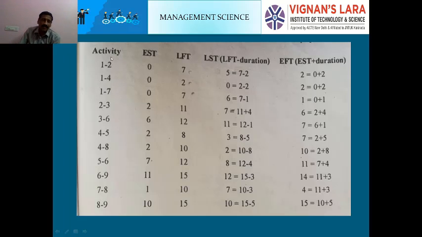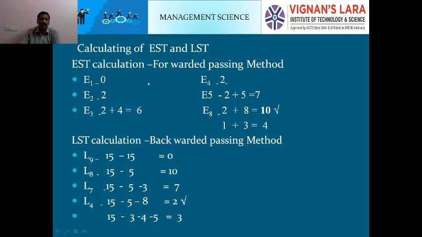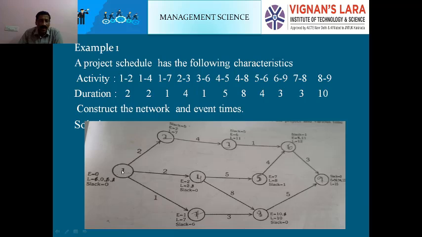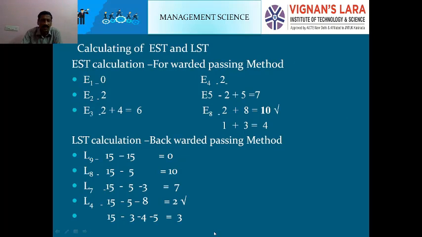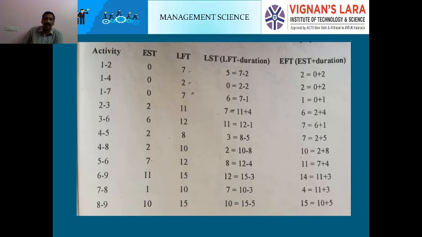A table is to be prepared. This is the activity. Already we have given in the above example 1-2, 1-3, etc. EST. Now EST of 1-2 equal to 0. This is 0. 1-3 is 0. This is 0. 1-4 is 0. Sorry, 1-7 is 0. Like that. For example, 2-3 EST equal to 2. Like that I have taken into consideration. Like that, EST. Now LFT, latest finishing time.